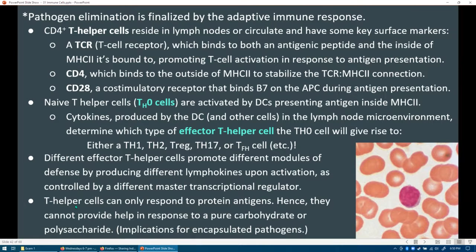And T helper cells can only respond to peptides loaded into MHC2. Therefore, they cannot provide help in response to carbohydrates or polysaccharides or lipids or anything like that. So when a pathogen has a very thick polysaccharide covering, this can inhibit the ability of the host to get a T cell response.